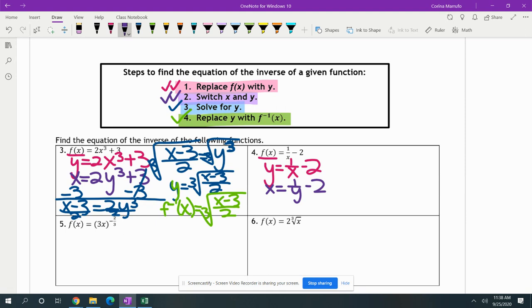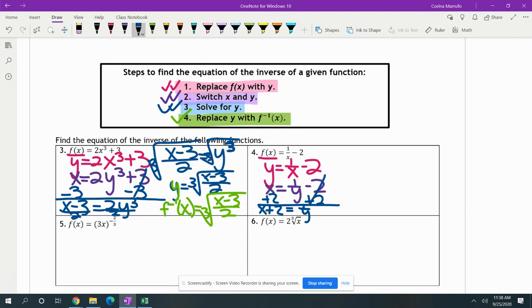Okay, step 3, solve for y. So we need to get the y by itself. So we're going to do that first by getting rid of this minus 2 and adding 2 on both sides. So this cancels, and I get x plus 2 equals 1 over y.